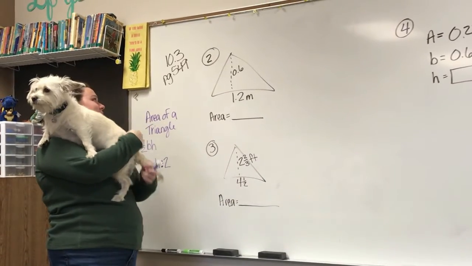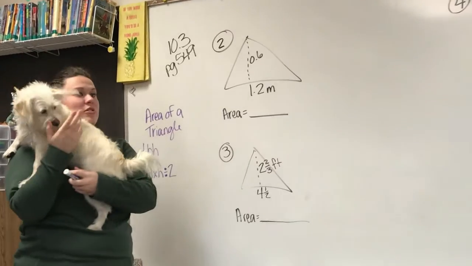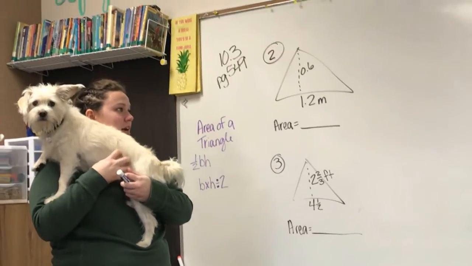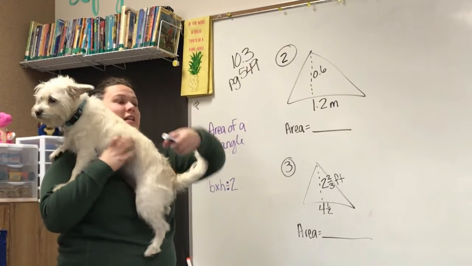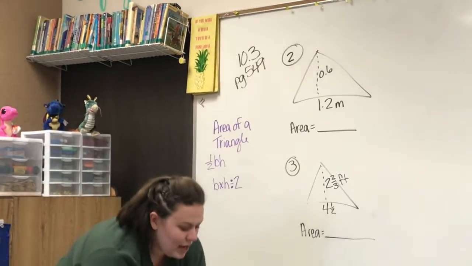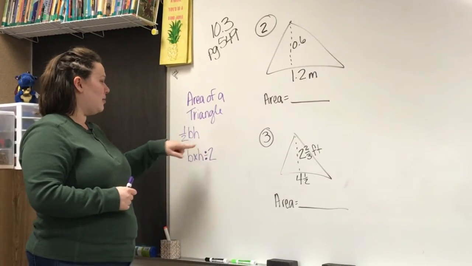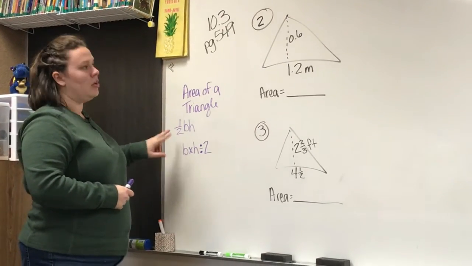We are on lesson 10.3, page 549, and this is pretty much a repeat lesson from the last lesson. We are doing areas of a triangle. And how do you find area of a triangle? You do base times height divided by 2. These are two different ways that it can look.